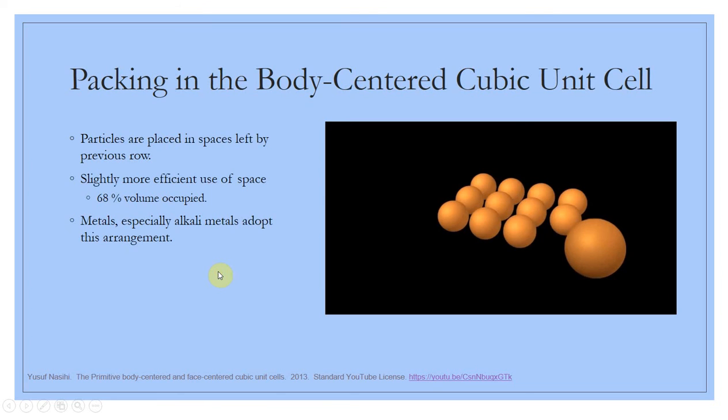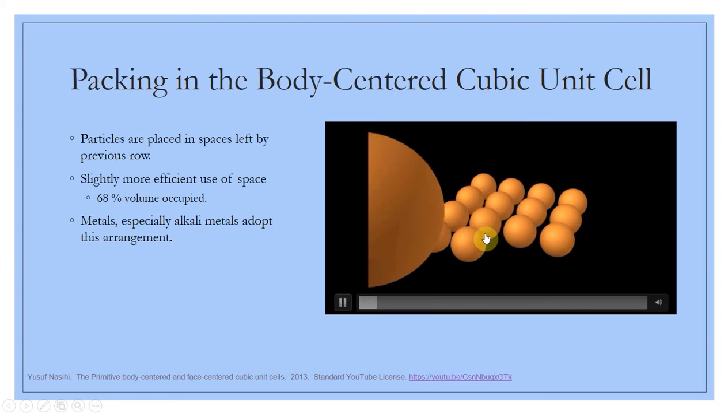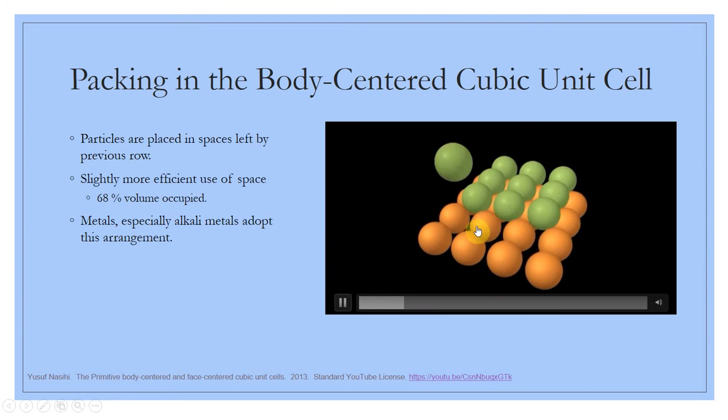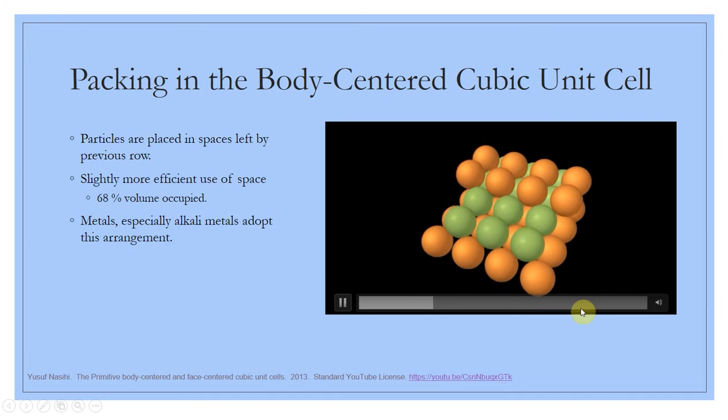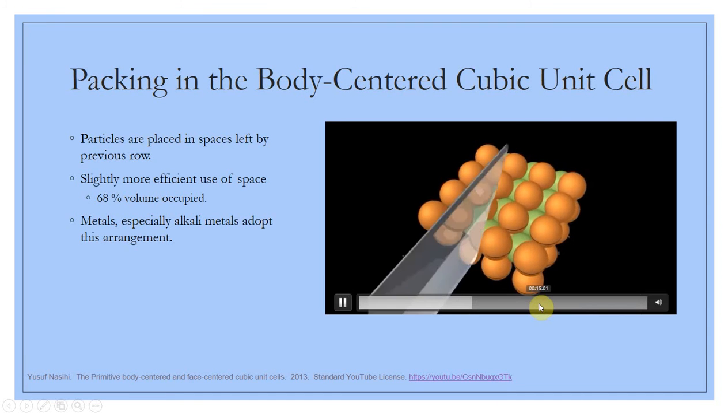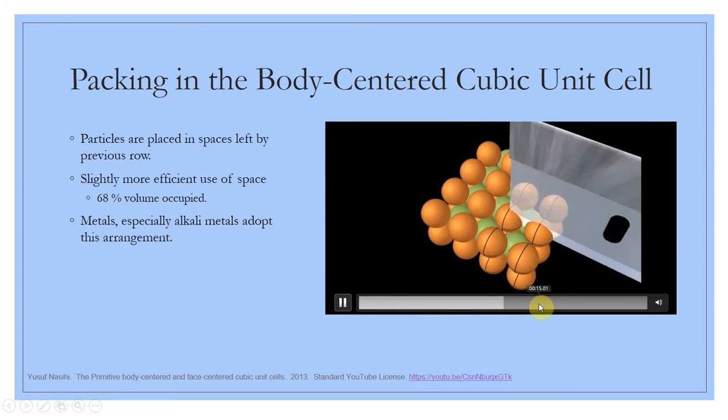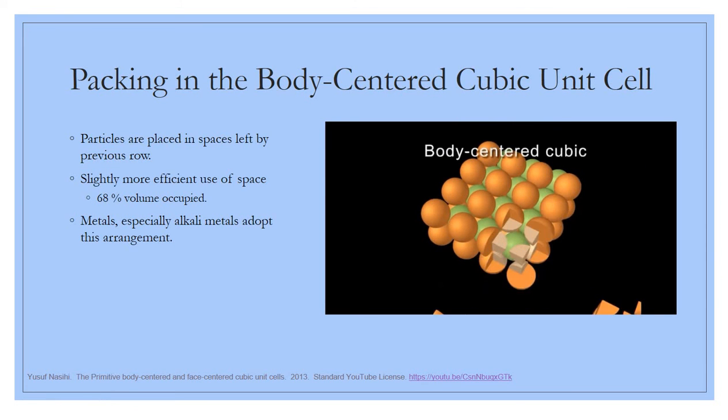Now, this packing is a little bit more efficient. Instead of having only particles on top of each other, now we have particles that are going to rest in the little crevices. And so that occupies some of the room. Top and bottom are pretty much the same. First and third rows, I guess I should say. So again, you can kind of see that this is the body-centered cube packing. Again, about 68% of the volume is used. You can see the little holes here and here. Not perfect. Usually this is from metals, especially alkali metals, more than anywhere else.